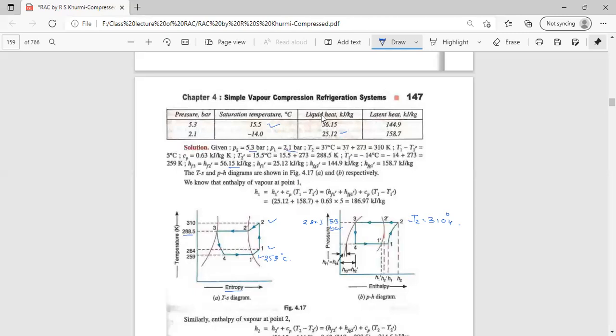And HFG, meaning fluid and gas, means the latent heat at point 2 dash, which is given as 144.9, and HFG at 1 dash is the latent heat at point 1 dash, which is released, equal to 158.7. This is the latent heat here. From the TS diagram, what happens?